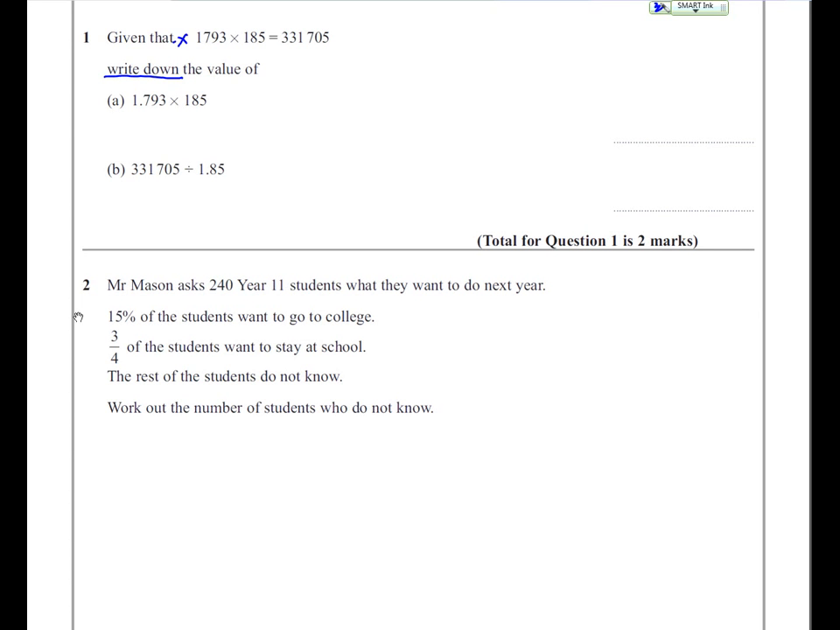If you spot the difference between this and this, the only difference is the decimal point, and you can see it's moved 3 across. So what we need to do to our answer is write the same digits, but move the decimal point 1, 2, 3 across to get 331.705.